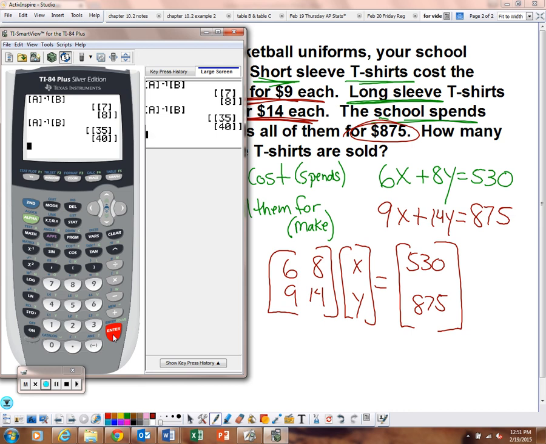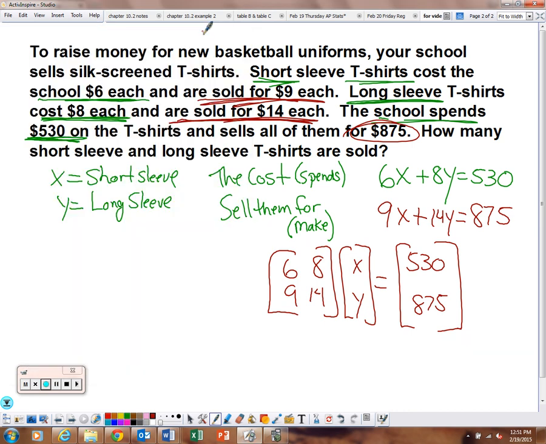The first one is 35, and the second one is 40. So 35 represents the short sleeve. So they bought and sold 35 short sleeve t-shirts, and they bought and sold 40 long sleeve t-shirts.